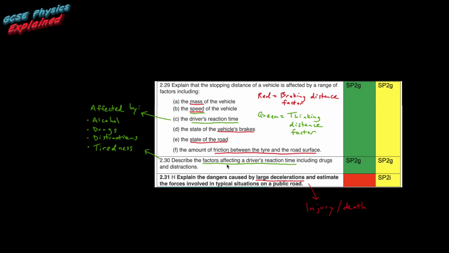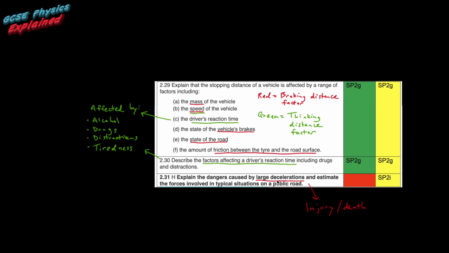You've got to describe the factors affecting a driver's reaction time, including drugs and distractions. So, how long it takes the driver to react depends if he or she's been drinking alcohol, taking drugs, is distracted, or if they're tired. All of those things will make the driver's reaction time increase. So instead of being able to react very fast in 1/4 of a second, it might take them 3/4 of a second instead, which would increase the thinking distance.